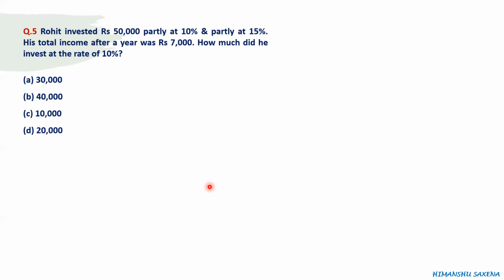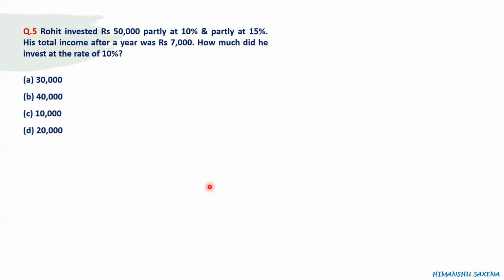First of all, we will use the mixtures and allegations method. If you have not studied mixtures and allegations, I would request that there is another video on mixtures and allegations which was posted on the same channel. You can go through that video, your concepts will be very clear, and then you can try and attempt this question. Otherwise, you can just go through the solution which I am going to give now. That will also clarify your concepts.